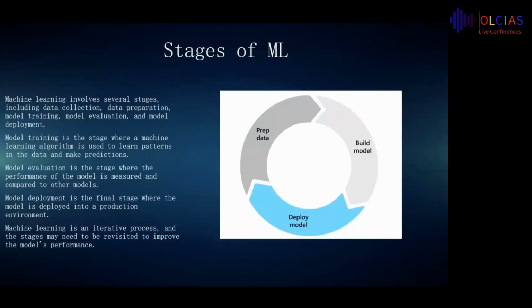Stages of ML. Machine learning involves several stages, including data collection and data preparation, model training, model evaluation, and model deployment. Model training is a stage where a machine learning algorithm is used to learn patterns in the data and make predictions. Model evaluation is the stage where the performance of the model is measured and compared to other models. Model deployment is the final stage where the model is deployed into a production environment. Machine learning is an iterative process and the stages may need to be revisited to improve the model performance.